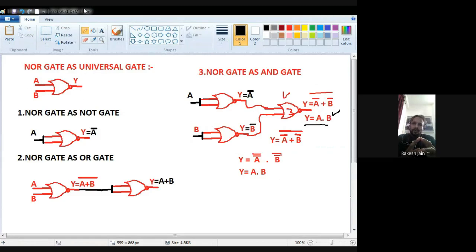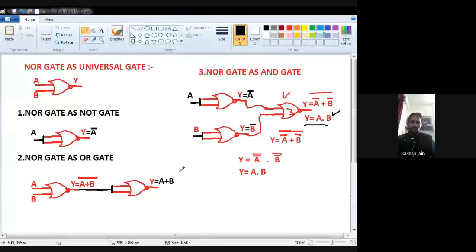Now I am going to teach you how a NOR gate behaves as a NAND gate. So first of all, once again repeat these three gates. We just connect both the inputs of a NOR gate, then it will behave as a NOT gate. We use a NOR gate, and at the output if we connect a NOR gate as a NOT gate, then this is known as NOR gate as an OR gate.